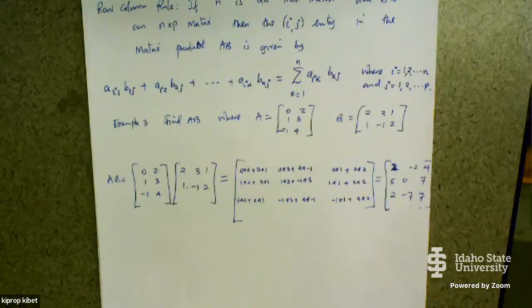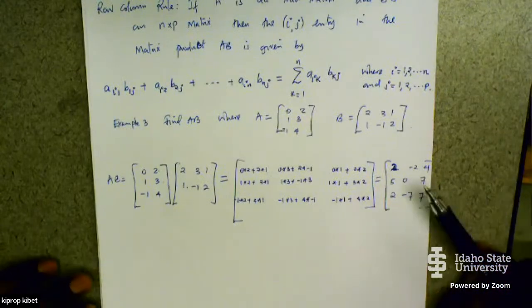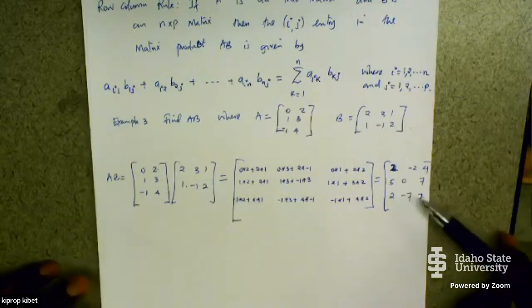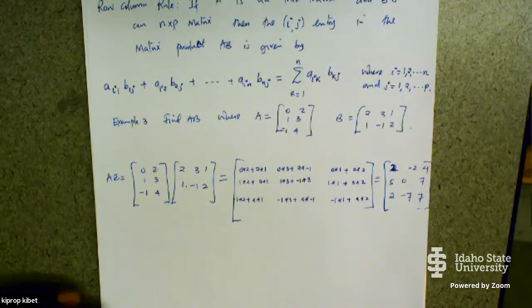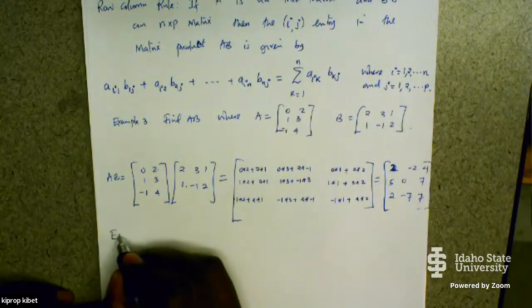Okay, so we reached this point where we use the row column rule to get a product matrix. So we say that the number of rows here should be equal to the number of columns, should be equal to the number of rows. Okay, let's look at another example.